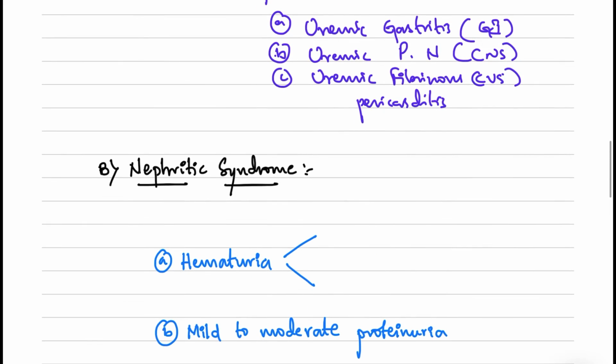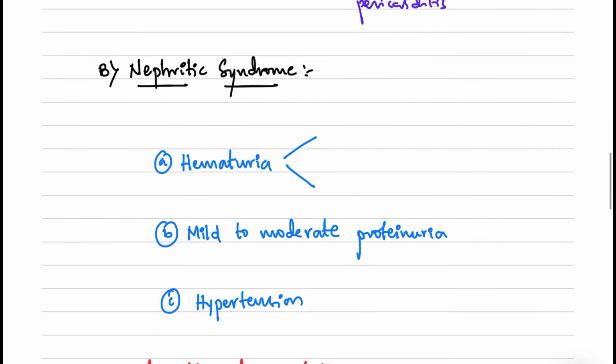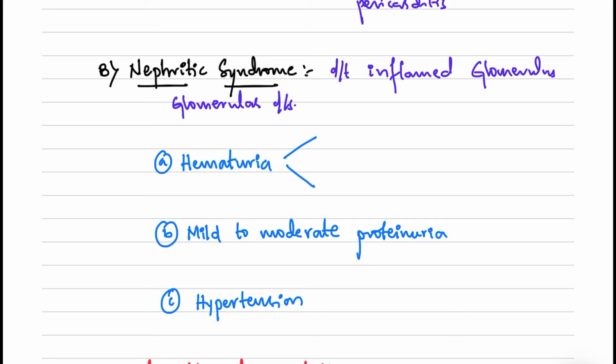The second one we can call nephritic syndrome. So nephritic syndrome is primarily due to inflamed glomerulus, or we can also call it a glomerular disease. Okay, this is a glomerular disease, and this will grossly result in a very reduced GFR. That much you can say.